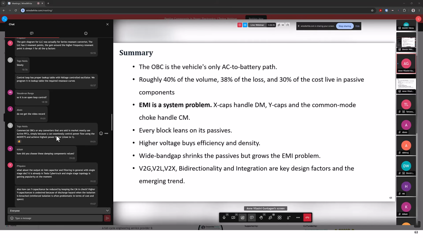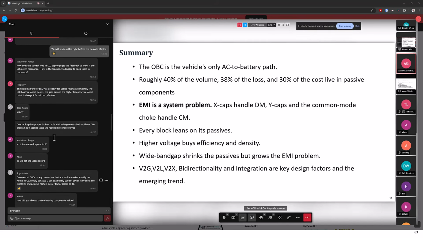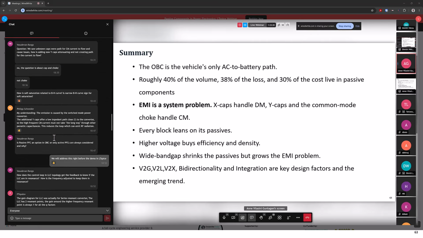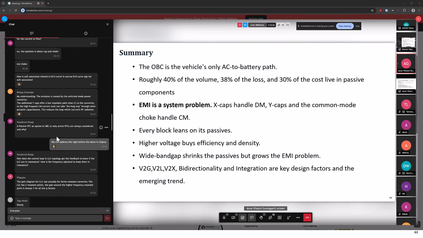I think it's more of an information than a question. But the first part of the question is answered. It's normally started from the leakage current limit.